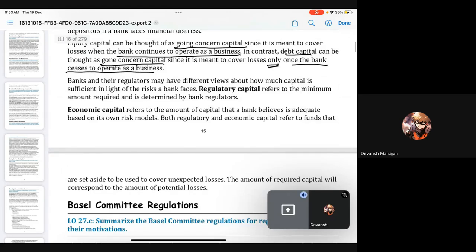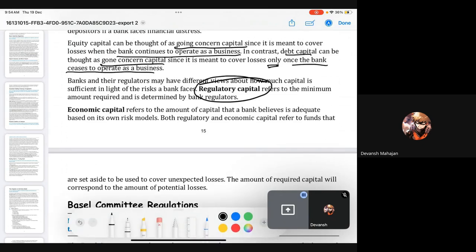Now, what is regulatory capital and economic capital? Regulatory capital, as the name suggests, as per regulations, what amount of capital, what is the minimum amount that the bank needs to hold in the form of capital. Why? कि कभी जाके in the future, if something hits, then the bank is able to recover. That is the regulatory capital.